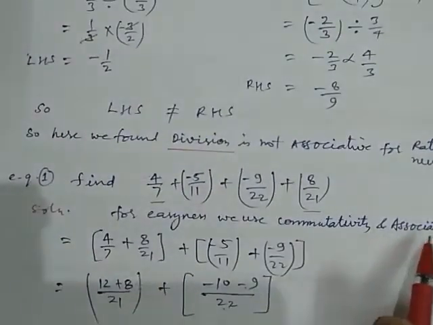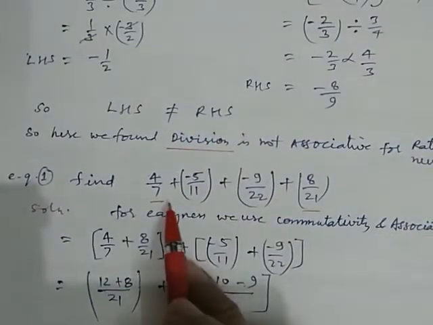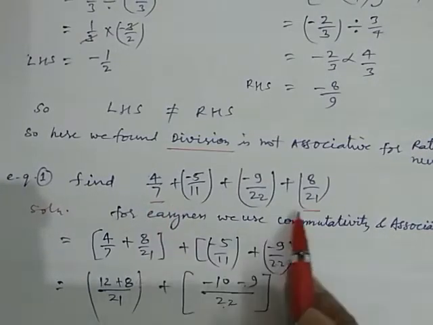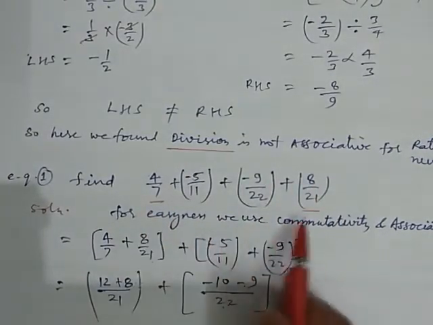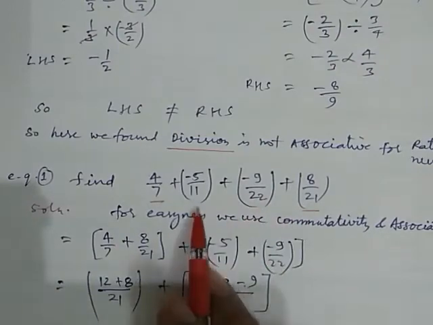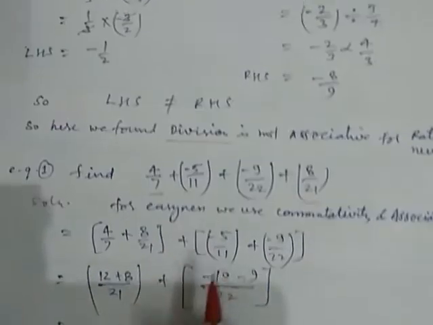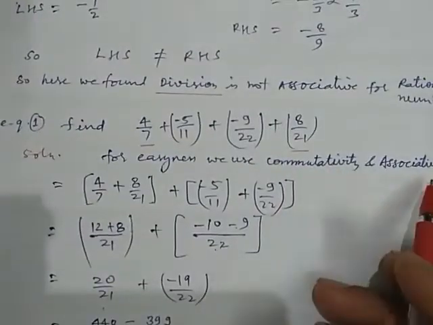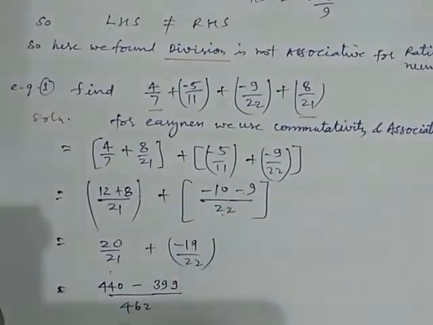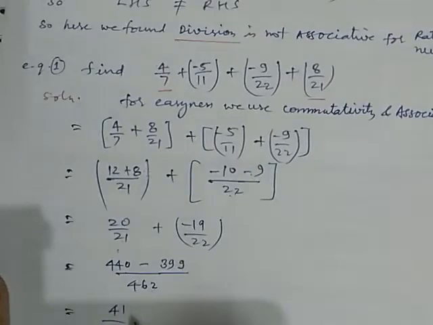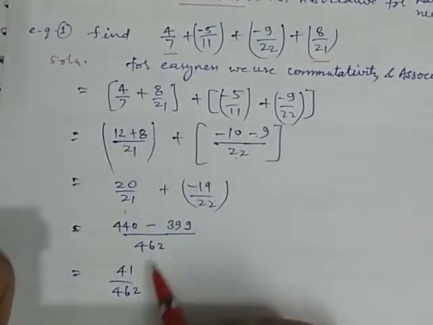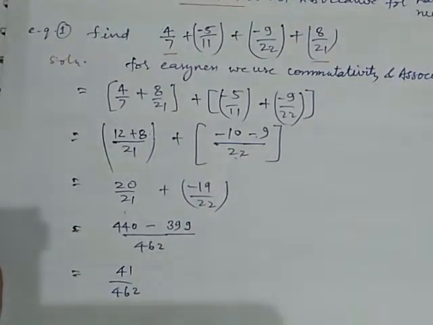If we do not use this commutativity and associativity, then what happens? In the starting, we have to take the LCM, a very big number, so the calculation is very complicated. So by using commutativity and associativity, our problem reduces simply. So in this way we can solve our problem.